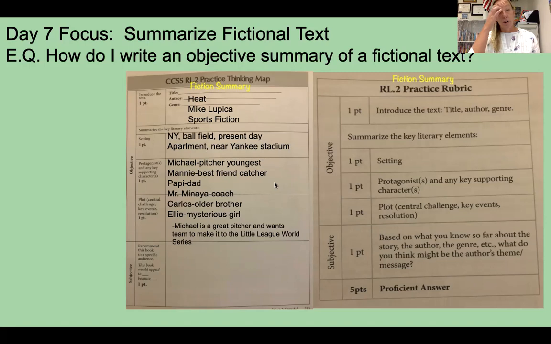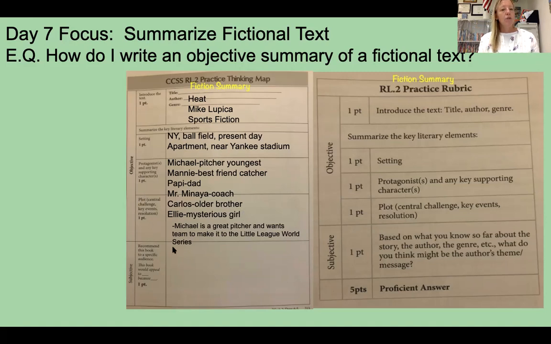Michael is one of our main characters, our protagonist most likely. He is the pitcher, and he's the youngest in the family. Manny is his best friend. He's the catcher. Poppy's the dad. Mr. Minaya is the coach. Carlos, the older brother. And Ellie is that mysterious girl we ran into at the end of chapter 3. Now, keep in mind, you can definitely add some more details as you go through and learn more things about each character, or add to it if we have a new character to add.